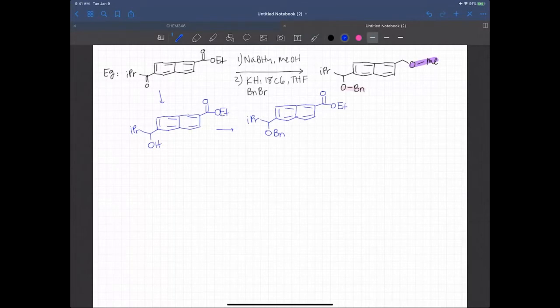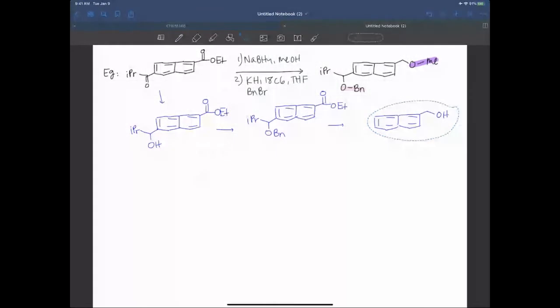Okay, then what am I going to do next? I'm going to have to reduce my ester into an alcohol, right? And then from an alcohol, I'm going to work it up to an ether. So what reagent am I going to use now to work this ester down into a primary alcohol here? What reagents am I missing?